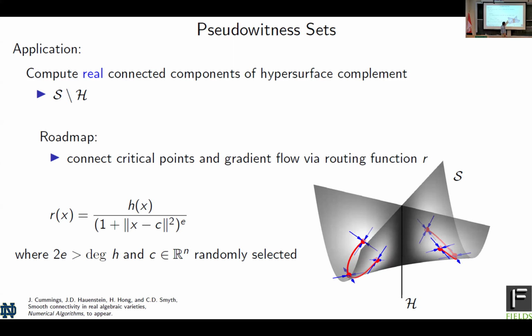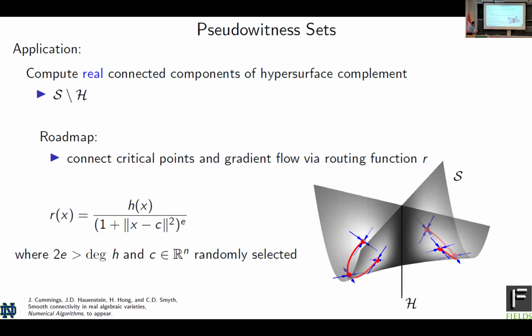So here my S is the Whitney umbrella. So I have some surface S, which is the Whitney umbrella, and the hypersurface that I want to remove is the handle. So I want to remove the handle from the Whitney umbrella and study the connected components that are left. If I had the defining equation for this H, call it little h, I would set up this routing function and compute its critical points.